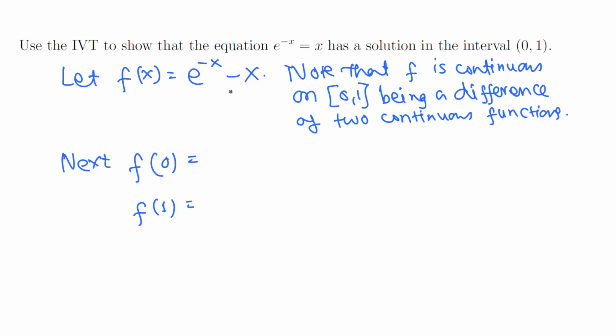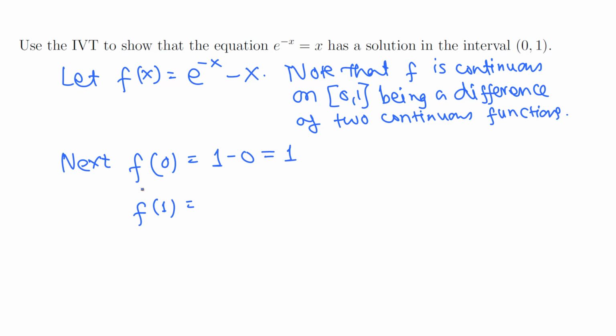When we plug in 0 into this function, e raised to negative 0, or e raised to 0, is just 1, minus x which is 0, and 1 minus 0 is 1, which is positive. A solution means this function has a value 0 somewhere in this interval. That's what we are trying to show.